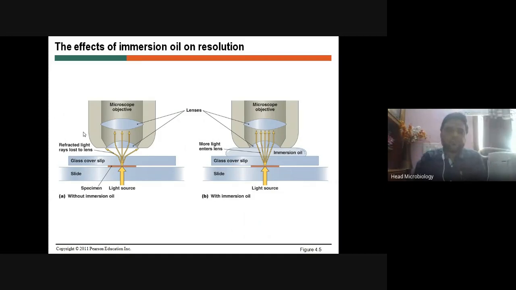So, see, I told you there are three types of objective lenses, objective pieces. They are called screening or low magnification, high magnification, and oil immersion. Whenever you are using oil immersion, its magnification is very high. It is 100x.